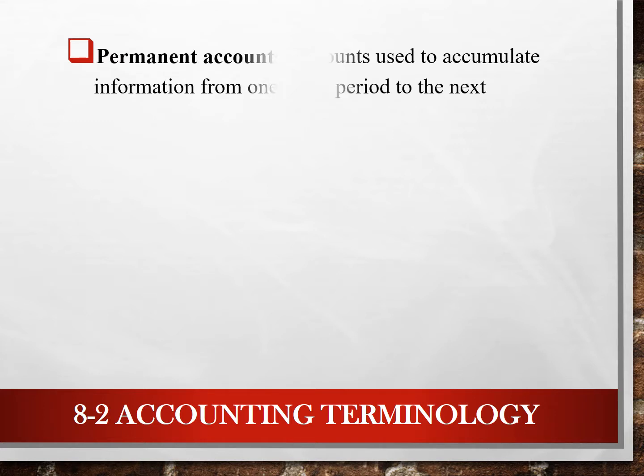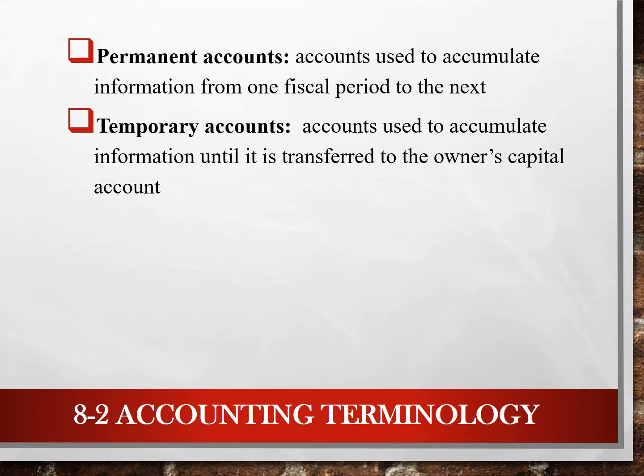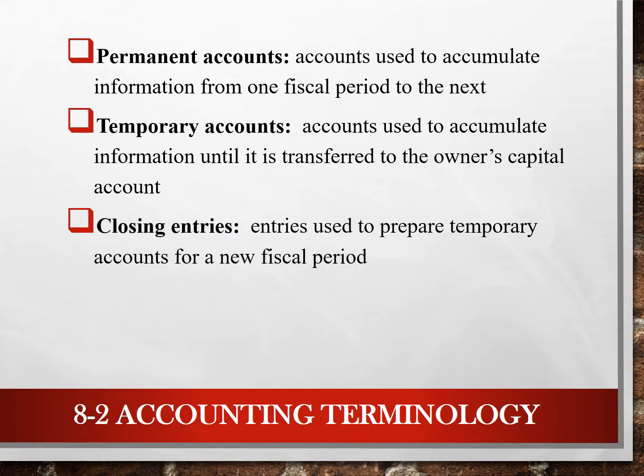8-2 Accounting Terminology. Permanent accounts are accounts used to accumulate information from one fiscal period to the next. Temporary accounts are accounts used to accumulate information until it is transferred to the owner's capital account. Closing entries. Closing entries are used to prepare temporary accounts for a new fiscal period.